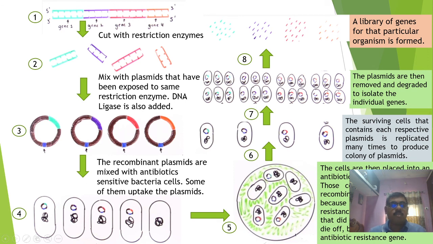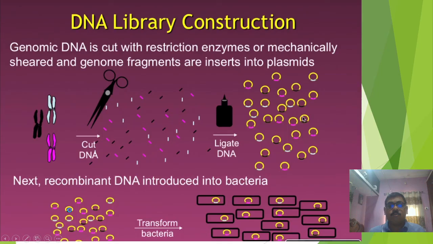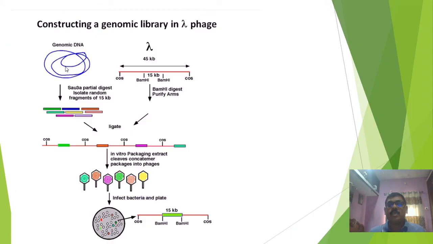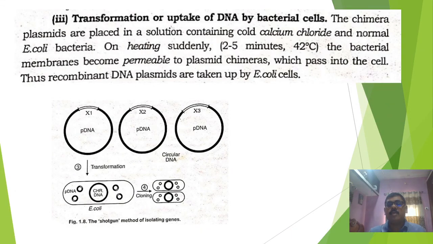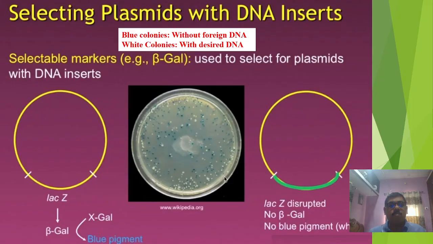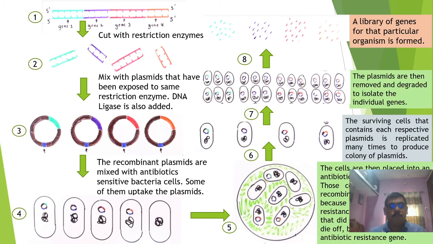Then we subject it to a suitable heat shock at 42 degrees Celsius for 2 to 5 minutes, suddenly, so that the cell wall will become porous, and after that these chimeric molecules will be introduced into the host cell.